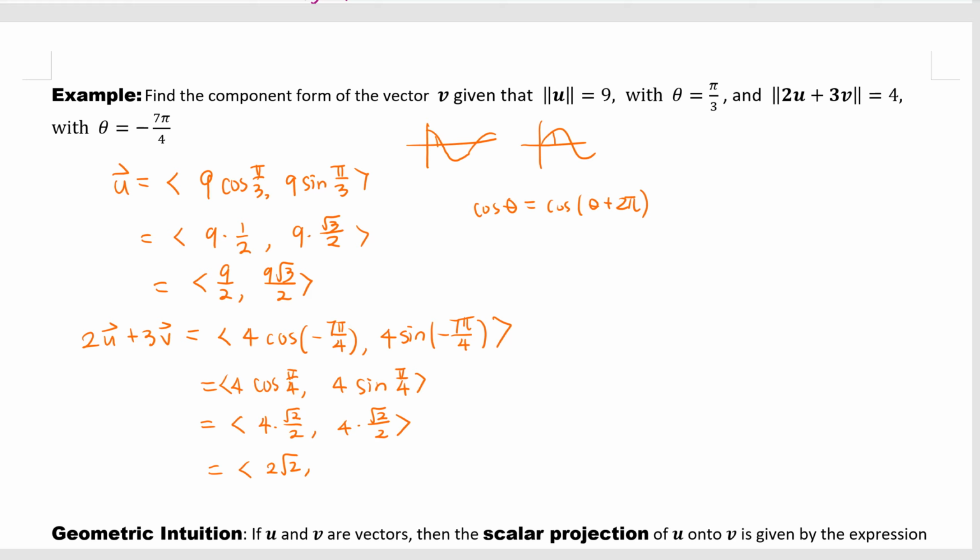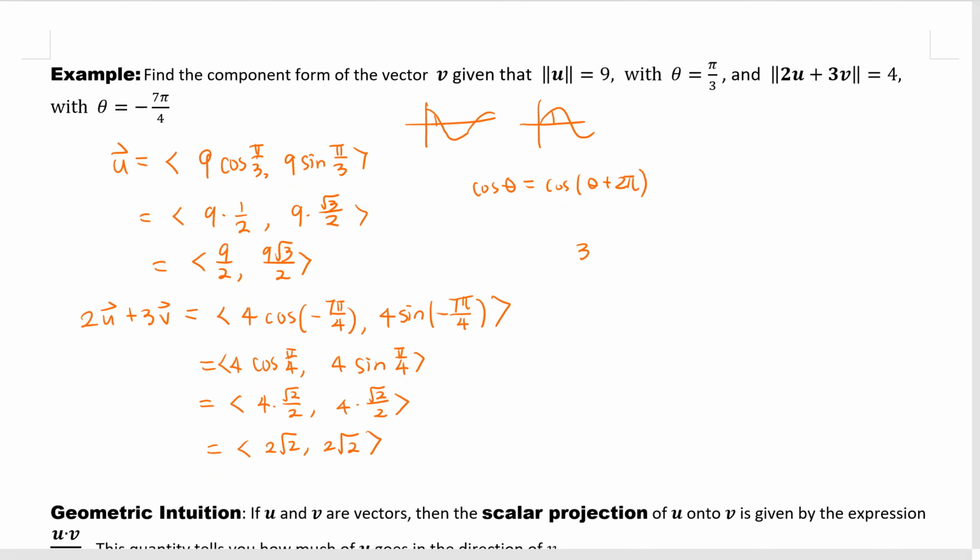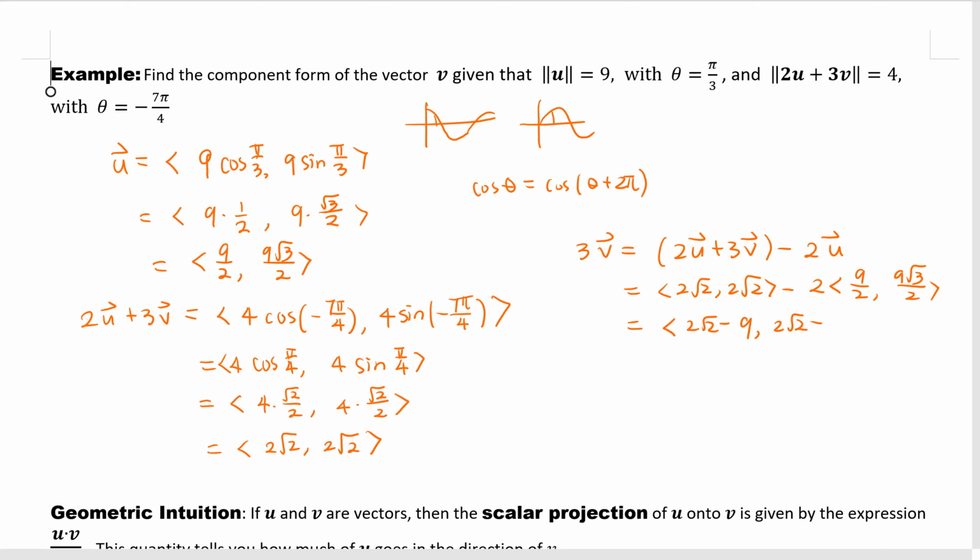Alright, how do we find v? First of all, we know 3v equals 2u plus 3v minus 2 times u. So 2u plus 3v is 2 √2, 2 √2, minus 2 copies of u, which is 9/2, 9 √3 over 2. So we have 2 √2 minus 9 and 2 √2 minus 9 √3, as the 2s cancel.